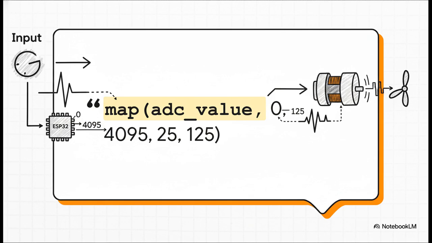The real key is how we connect that input to the output. Our knob gives us a value somewhere between 0 and about 4095, but our motor needs a PWM value somewhere between roughly 25 and 125. This single line of code is the magic translator. The map function just takes that big input number from the knob and intelligently scales it down to the exact range the motor needs to understand.